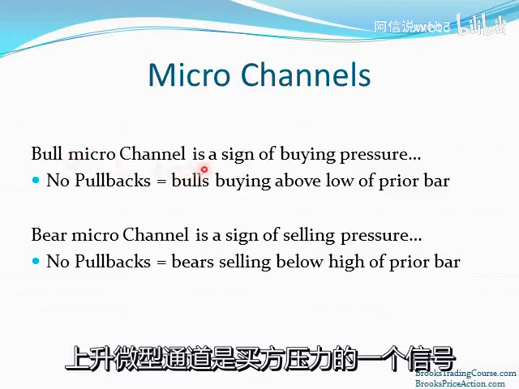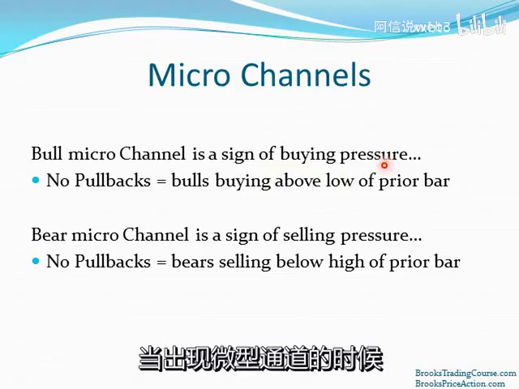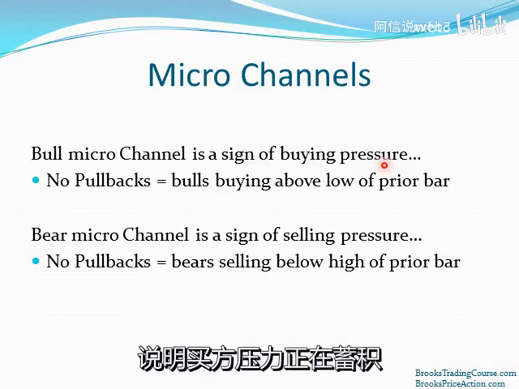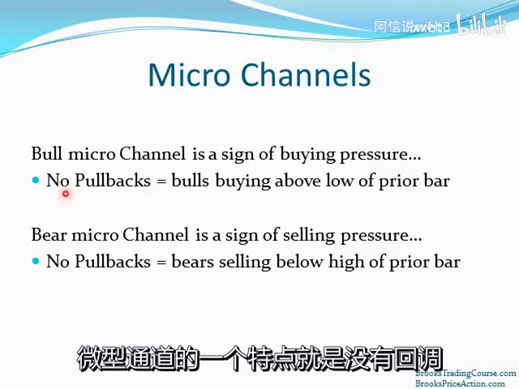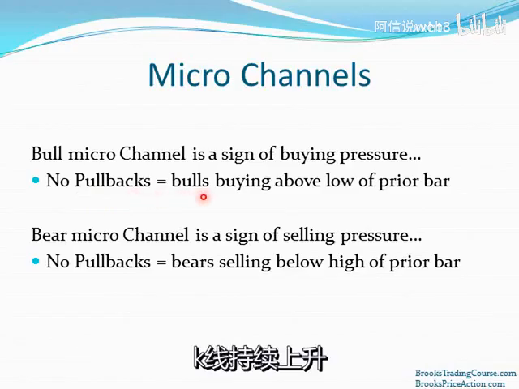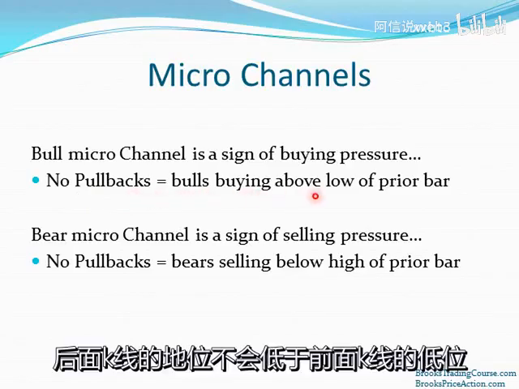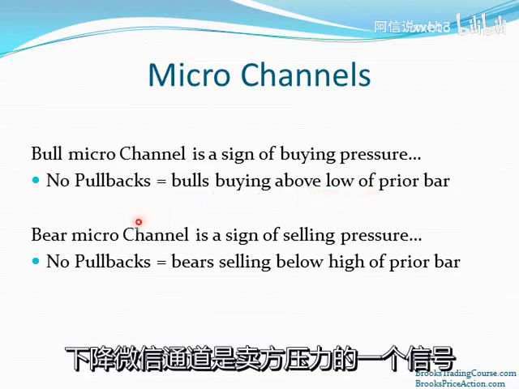When you have a bull micro channel, it's a sign of buying pressure. As I said, years ago, people used to say that a buy program was going on whenever they would see a micro channel on the chart. The hallmark of a micro channel is no pullbacks. The bars keep going up, and the low of the current bar does not fall below the low of the prior bar.